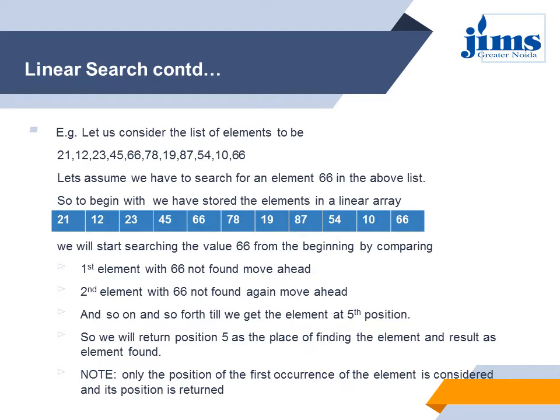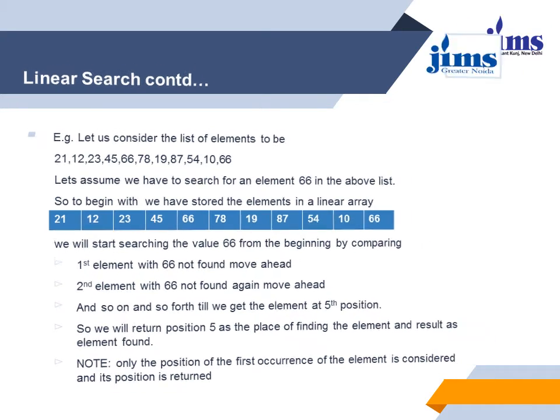Now the most important thing which needs to be kept in mind is that we are reporting only the first occurrence of the element which is found. As you can see, number 66 is found at the fifth position and also at the last position, but we will report the result as positive only for the fifth position. So we will return the position 5 as the place of finding the element and the result as element found. Note, only the position of the first occurrence of the element is considered.